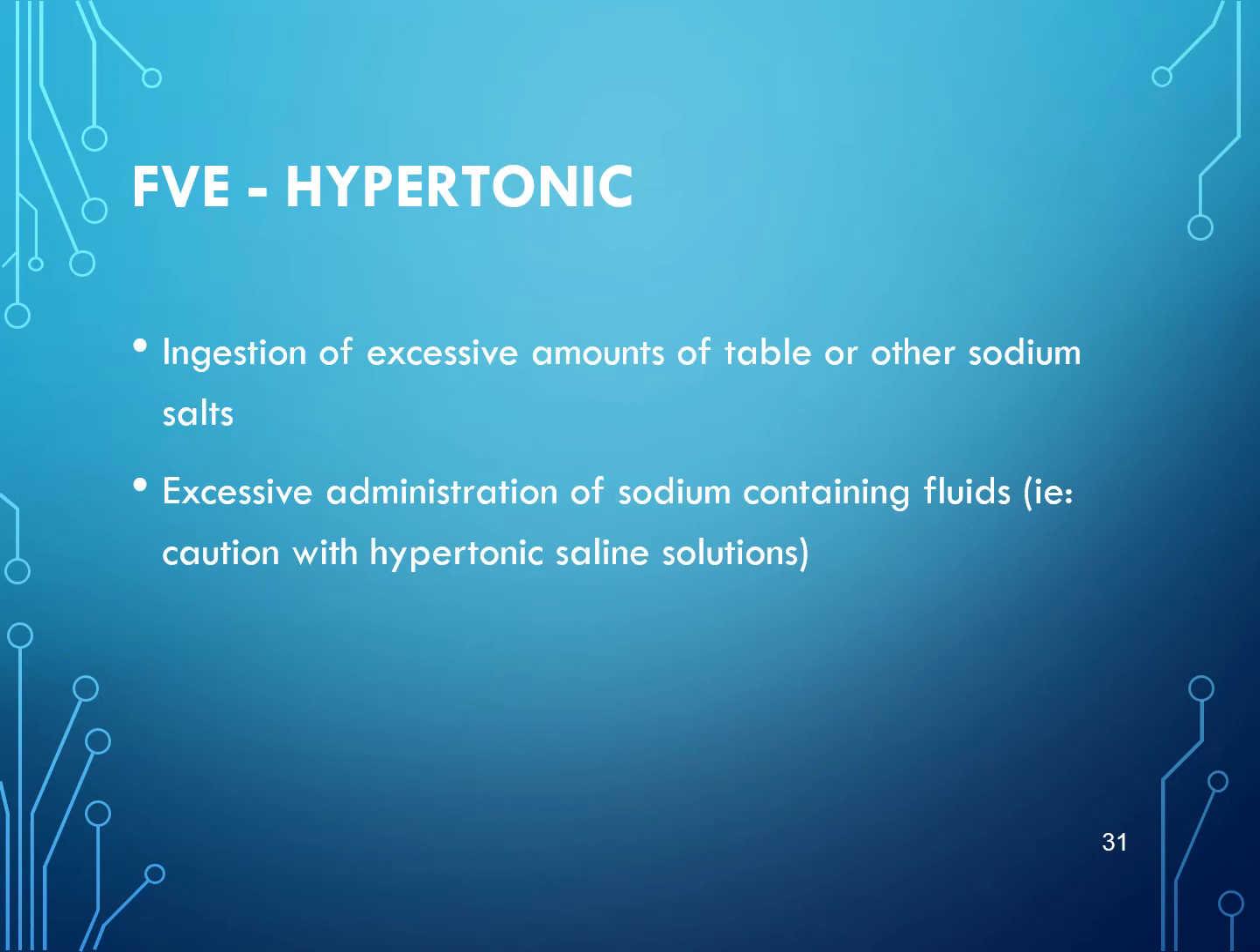It can also be due to excessive administration of sodium-containing fluids. So this is why we use a lot of caution when we're working with hypertonic solutions. Hypertonic saline solutions are used to treat symptomatic hyponatremia and increase extracellular fluid. So it pulls fluid into the plasma compartment, and too much can cause fluid volume excess.